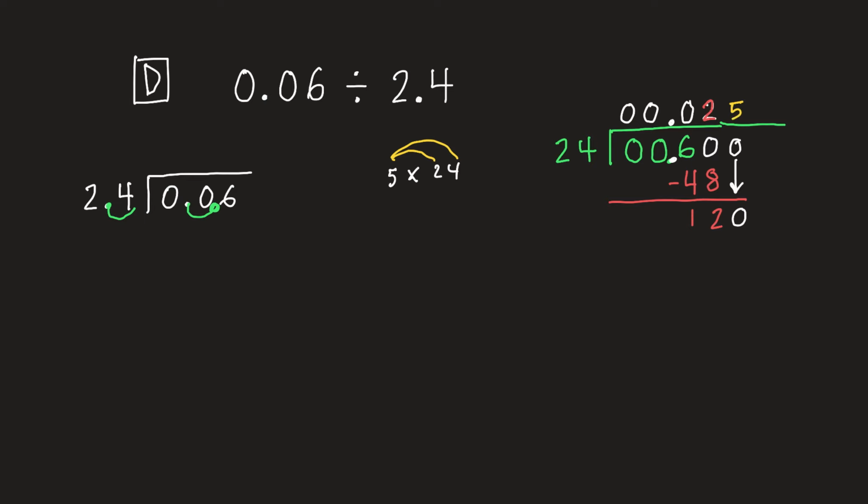Divide, put your answer up. Multiply, put your answer down. Subtract, put your answer down. And you're done. There's nothing left. That's it. So your answer is 0.025. And you're probably thinking to yourself, do I have to have 2 zeros in front of there? No, you don't.